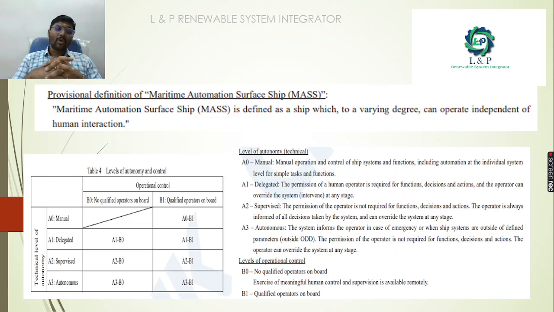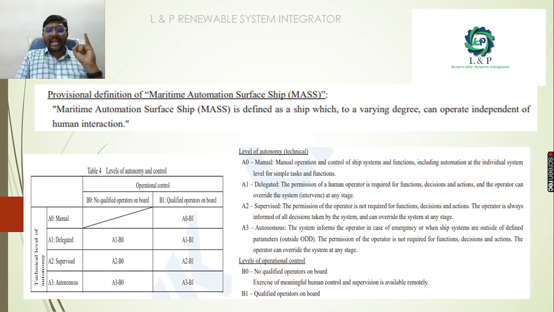Most importantly, we need to know the professional definition of MASS, that is maritime autonomous surface ships, which can operate independent of human interaction. That is the advantage of this MASS. We have several levels of autonomy technically: A0, A1, A2, A3.